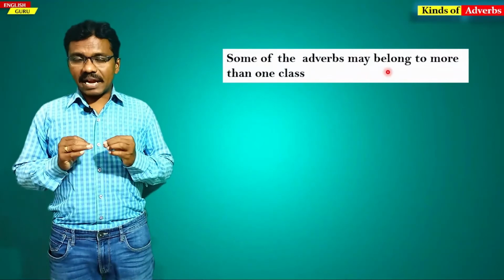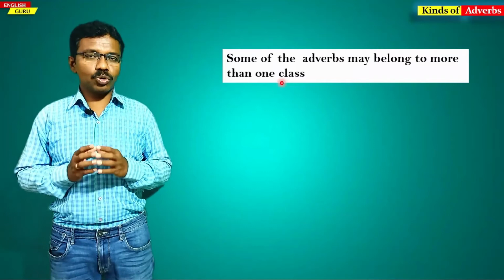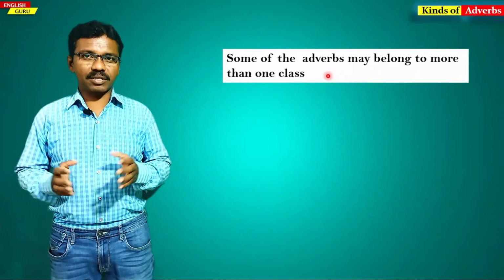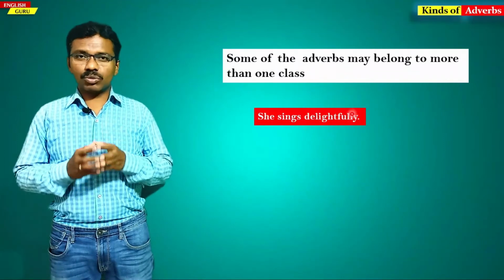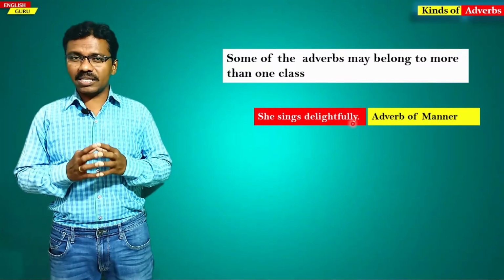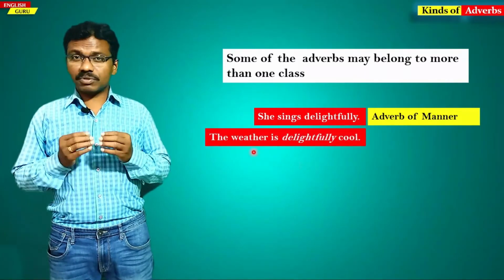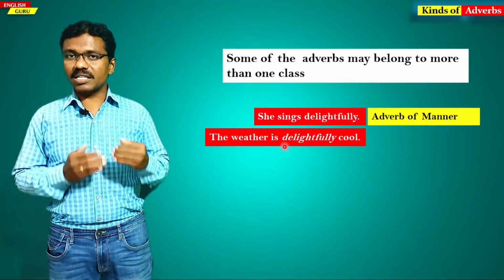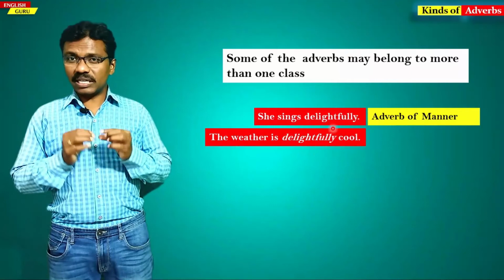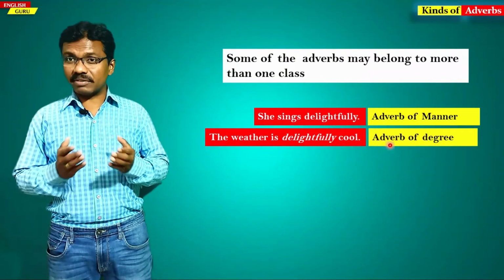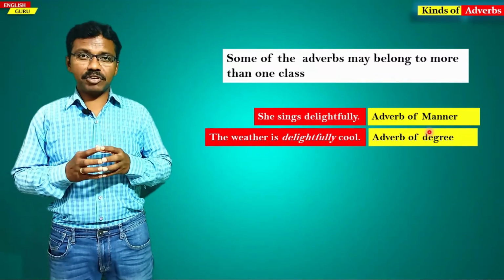There are some adverbs which belong to more than one category, that is more than one class, one kind. For example, if you take in the sentence, she sings delightfully. So the word delightfully is an adverb, of course, but it is an adverb of manner. Whereas if you take this particular word in another sentence, like the weather is delightfully cool. So the word delightfully here is also an adverb, but here it is talking about the degree. So it is an adverb of degree.